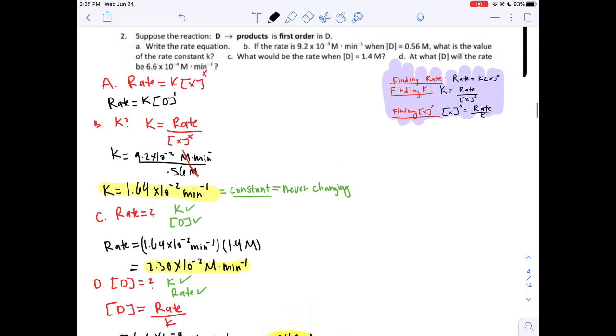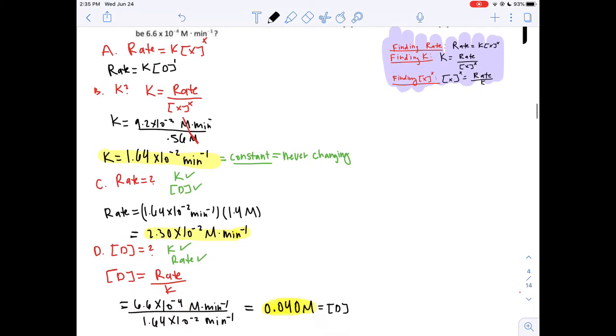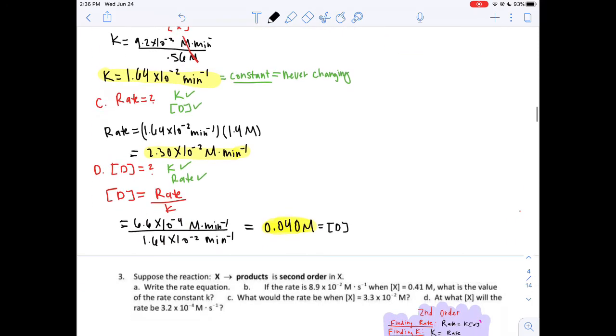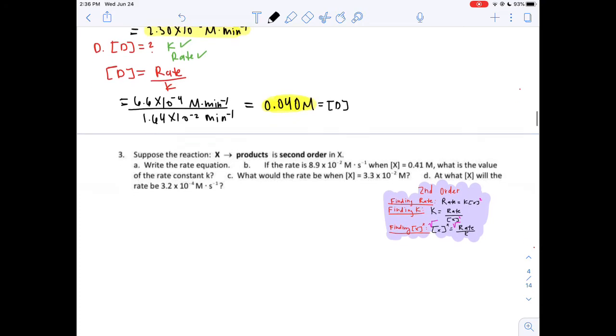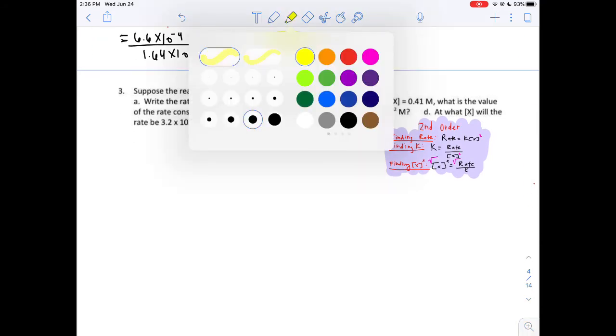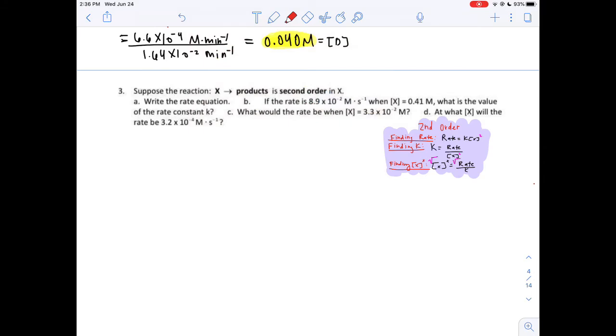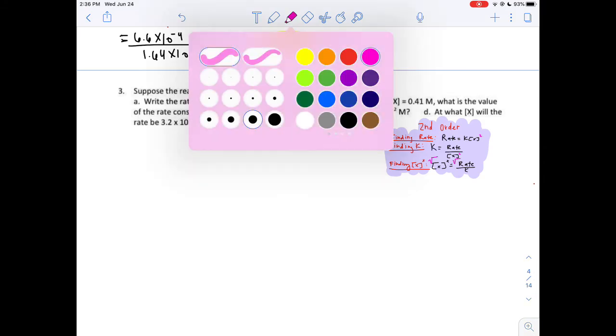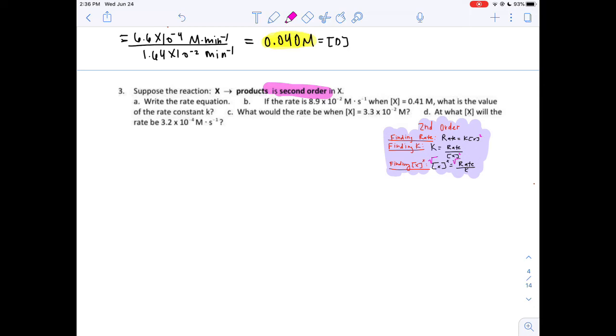So that is how you solve these problems. Pretty quick and easy. You know, practicing will make you even better at it. I won't go through these because now that you kind of know how to do it, I want you to go through this on your own. But it's important to note this is second order.